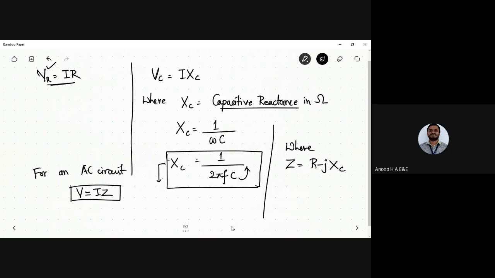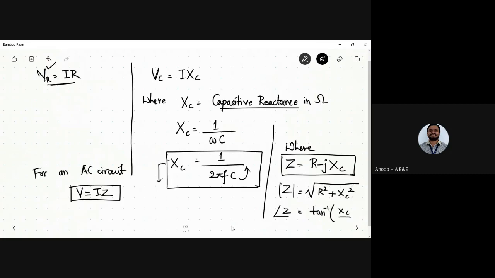Z would be equal to R minus jXC. So mod Z would be equal to root of R squared plus XC squared. The angle of Z would be tan inverse of XC divided by R with a negative sign again. So tan phi would be XC divided by R.